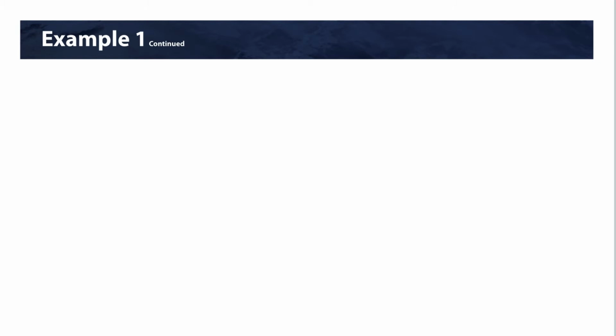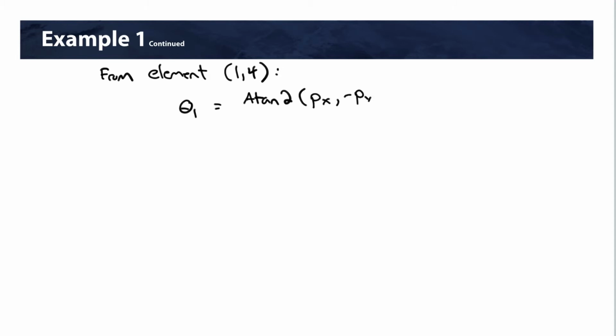Let's do that on this slide here. This is from element 1,4 of our homogeneous transform, so that's the first equation of equation 1. We can show that theta 1 is simply going to be atan2 of px, minus py, or atan2 of minus px, py. So there are 2 possible solutions for theta 1.